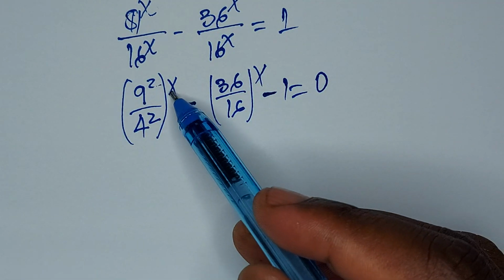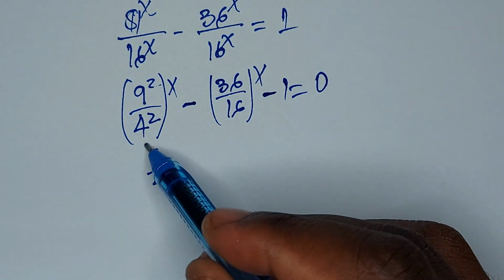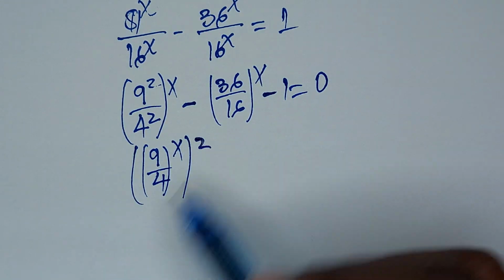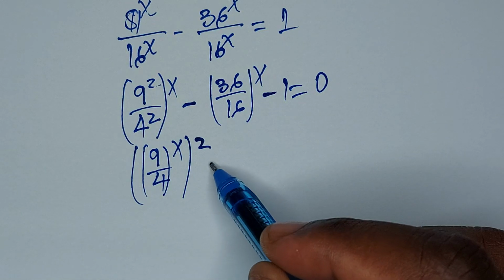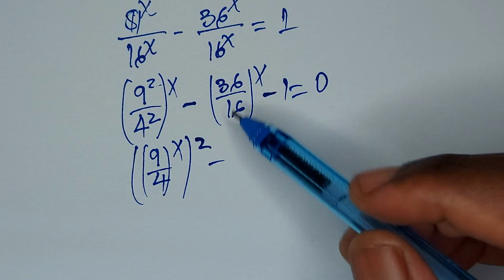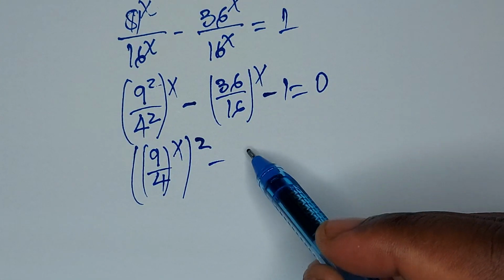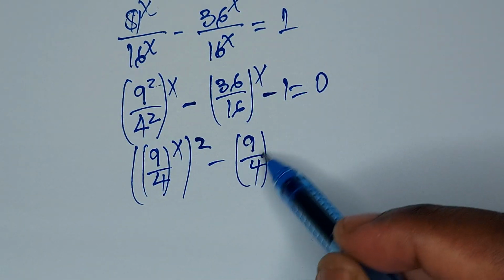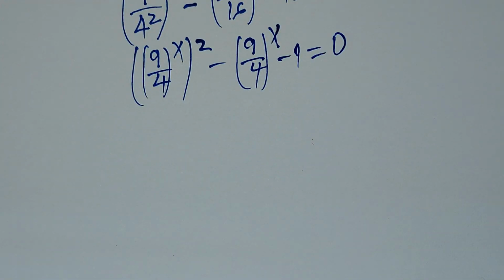I'm going to say that this is 9 over 4, or I'm going to say x squared. Okay, this is the same thing. And then I'm going to divide this by 9. So by 9 what? By 4. If I divide 36 by 4, I get 9. If I divide 16 by 4, I get 4, to the power of x, minus 1 equals 0.